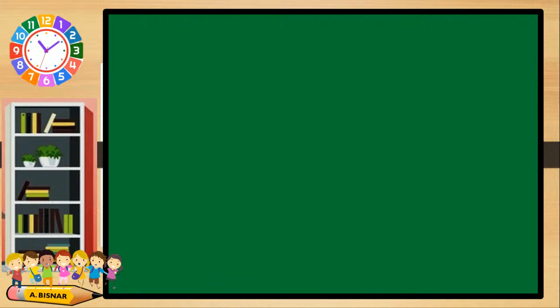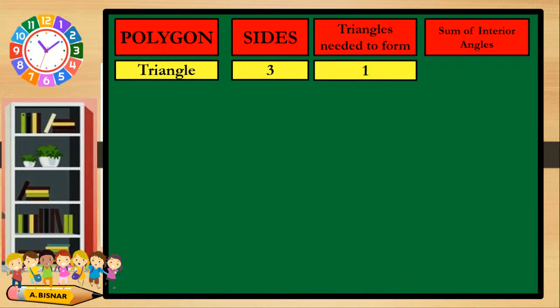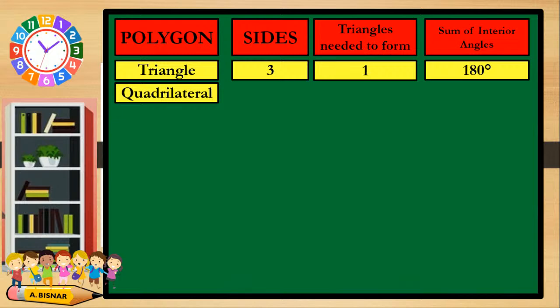So, let's try to use that idea in here, wherein we have to complete the table. I will give an example, and this is from what we have studied a while ago. If a polygon is a triangle, then it has 3 sides. And if it has 3 sides, then we only need one triangle to form one triangle. And the sum of the interior angles is 180 degrees. How about with quadrilateral? Ilan ang sides at ilan ang triangle na kailangan at ano ang sum? Chat your answers or type your answers.